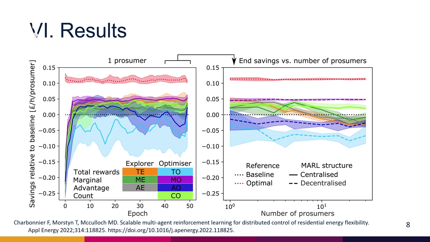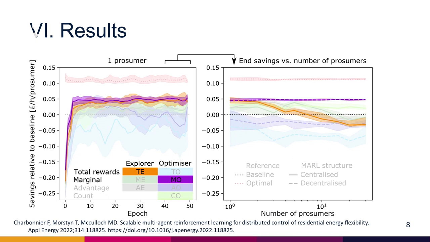So these are the results. As I said, there were different methodological variations, but here I'm just going to focus on the two main ones that I think are most interesting. So first, let me explain what this figure shows. On the left-hand side, I'm showing you what learning from one home, one agent looks like.